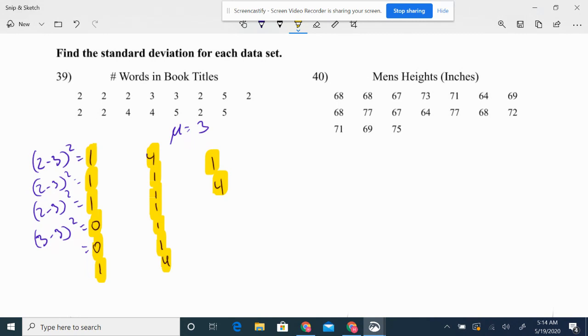All right, so I just added them all. I happen to have 22 divided by 15. That gives me my variance. My variance is about 1.46666666. Let me get the square root of that, and I get 1.21.